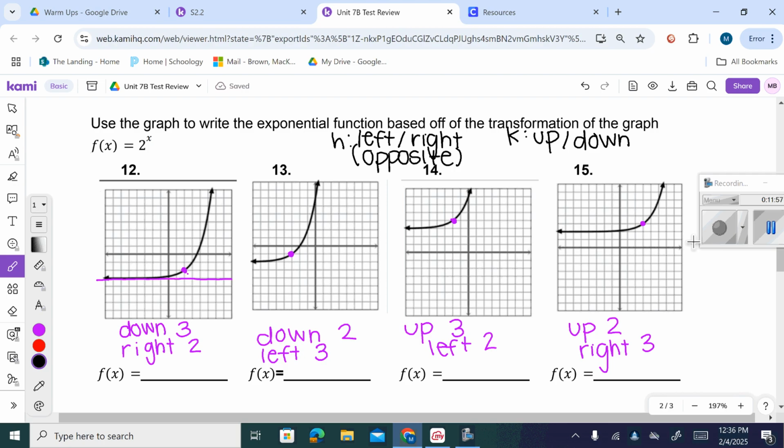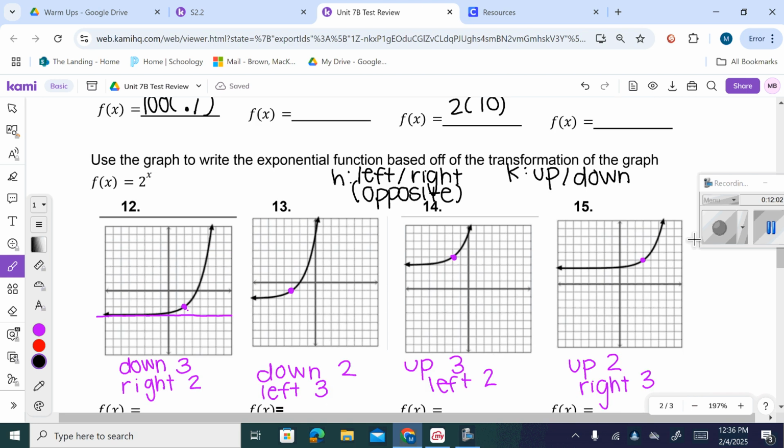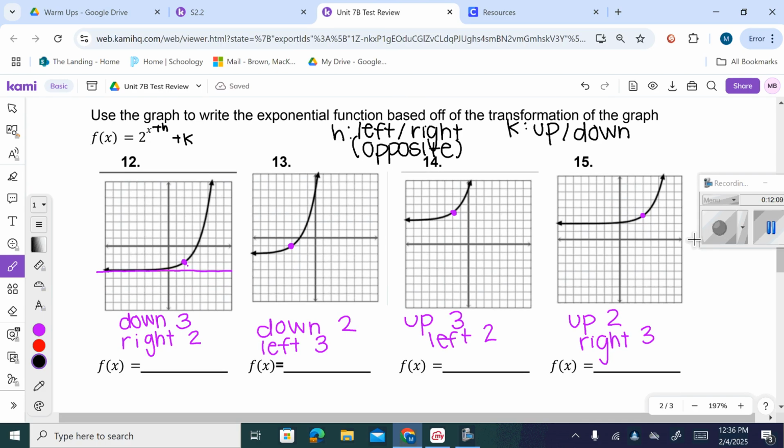Alright? So if your formula is f of x, normally this is a plus h plus k. So when I write number 12, I'm going to start with 2 to the x, because that's my starting formula. How do I write right 2? Plus 2. But I've got to do the opposite, so that's going to be x minus 2. How am I going to say down 3? Minus 3. Is that going to go up here with the exponent or down here? Down at the end. Yep, minus 3. Okay.